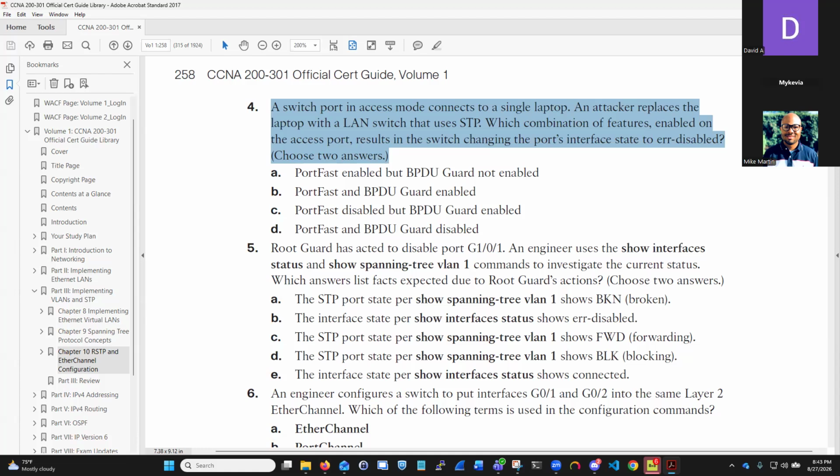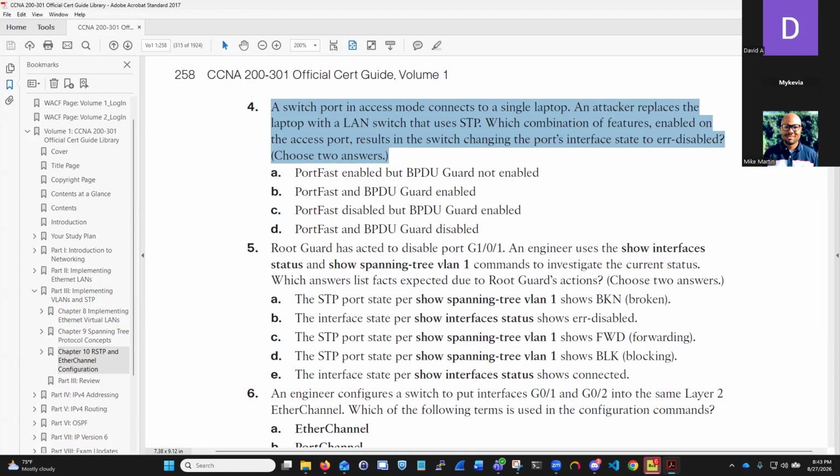I think it's A and C, because if someone connects to that port and... Let's think about it. Let's think about A. Port fast enabled, but BPDU guard not enabled.